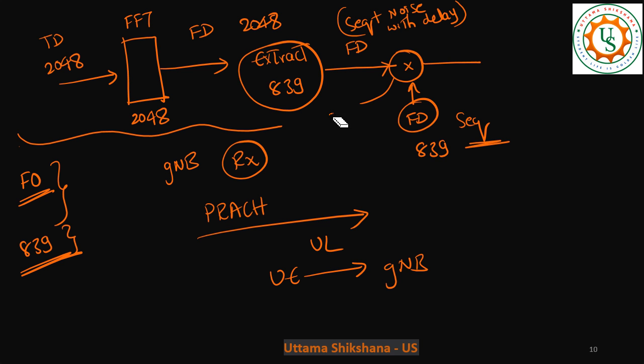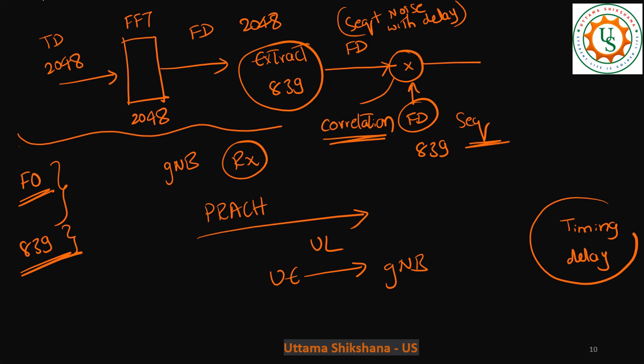This is also called correlation, to find the timing delay. If you want to do it in the time domain, we need a circular convolution. That would be costly, right, to implement a circular convolution. So circular convolution in the time domain can be replaced by a simple multiplication in the frequency domain. So this is frequency domain, this is also frequency domain, you just apply the multiplication operation here, and that is nothing but correlation.